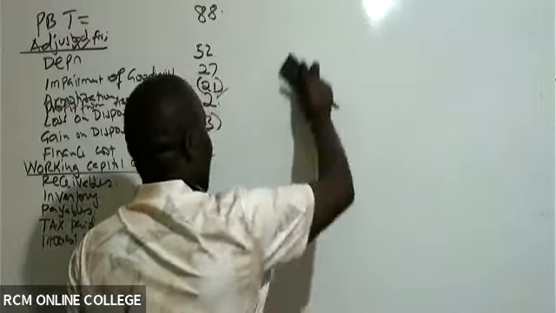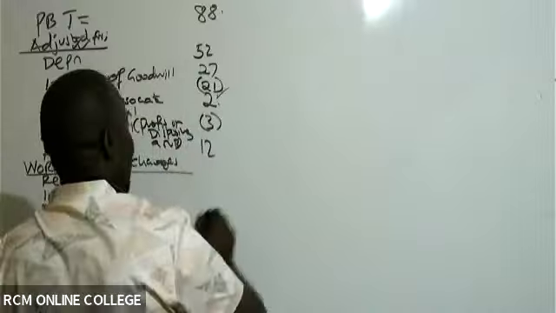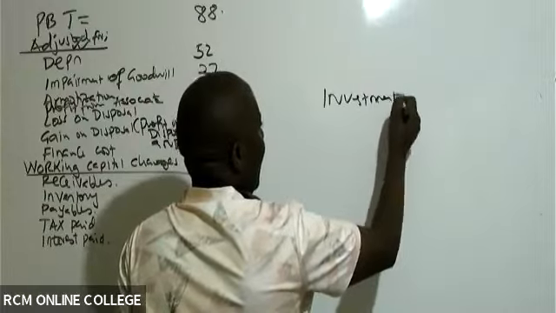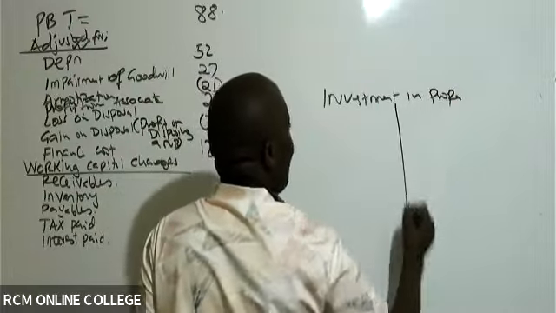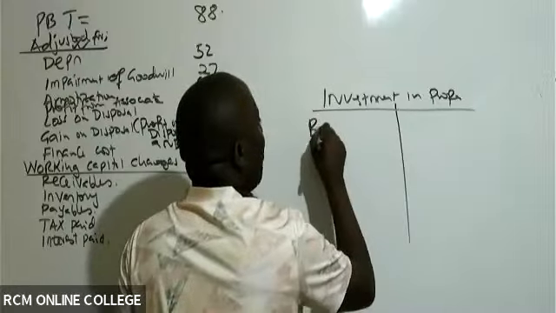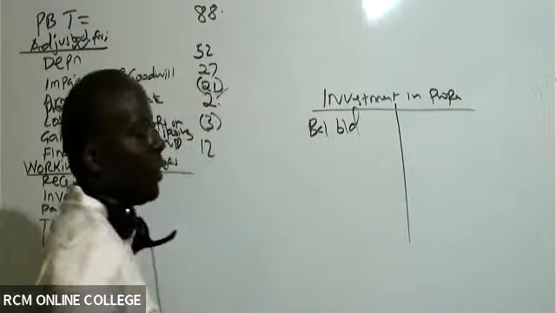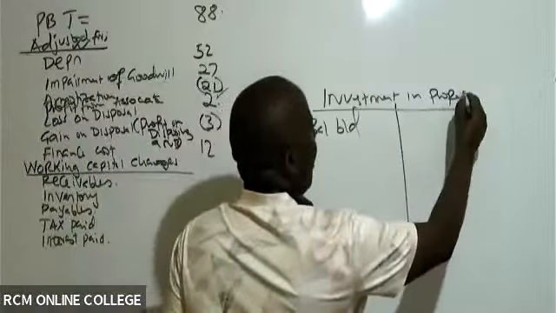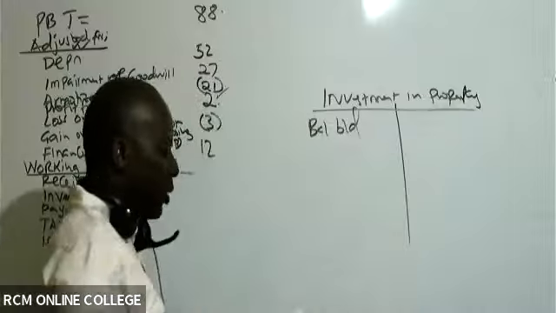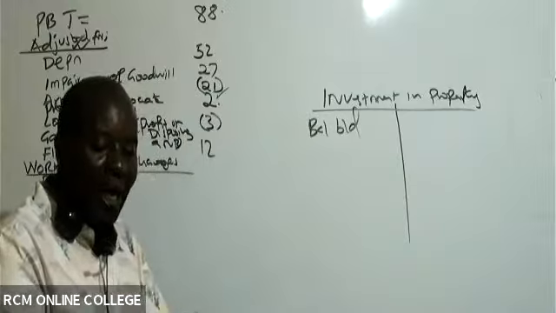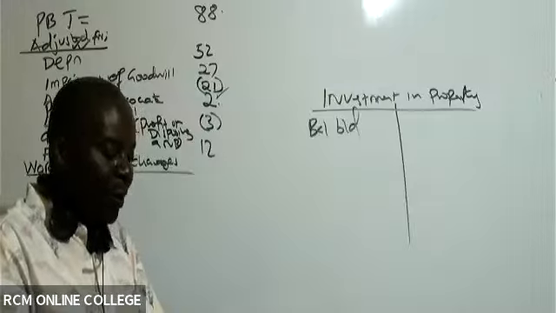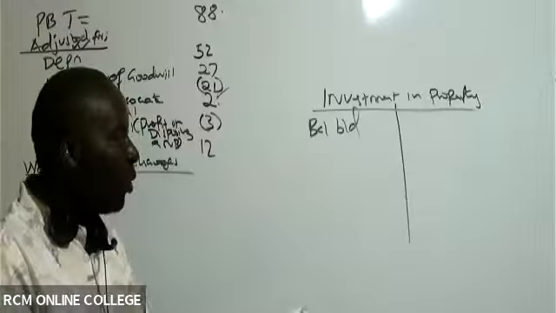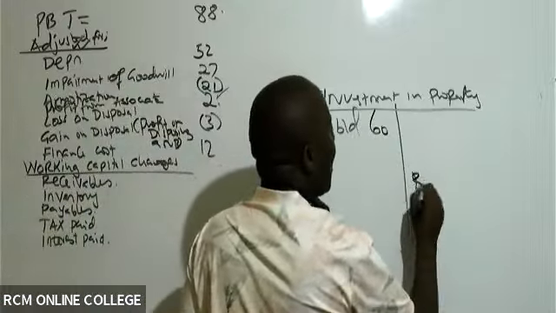But of course, when you are doing your investments, you'll be able to see it. So investment in property, this is an asset. Balance brought down is how much? Remember, brought down is 2021. So investment properties brought down here we have 60.